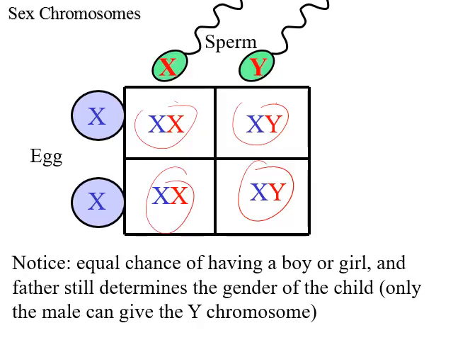And note still that the father's sperm determines the gender of the child because only the male can give the Y chromosome or the X chromosome. So if he gives the X, it's going to be a girl. If he gives the Y, it's going to be a boy.